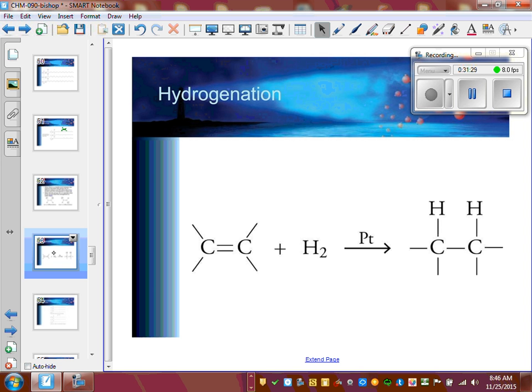And you may see this on packages, partially hydrogenated vegetable oil, which means they took vegetable oil and added hydrogen to raise the melting point. You see that a lot on cakes and cookies. Why? Because it's a lot easier to handle the solid than the liquid. Number one.